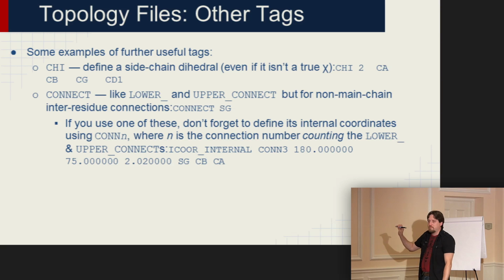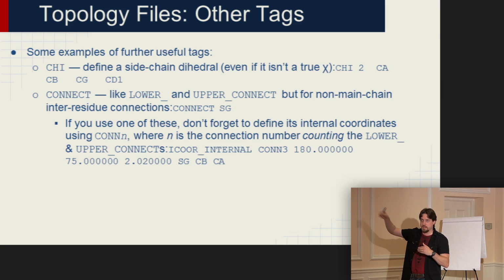Connect is like lower and upper connect, but this is for other chain connections that are not main chain. The best example that most people would be familiar with would be connect SG, which you'll see in the cysteine params file. So that means that the cysteine, instead of having a sulfur hydrogen, is going to have a sulfur, and then it's going to have a connect on the SG. And that, again, has internal coordinates to bring you to the next sulfur across the disulfide bridge. If you use one of these, you need to make sure you define its internal coordinates in that internal coordinates list.